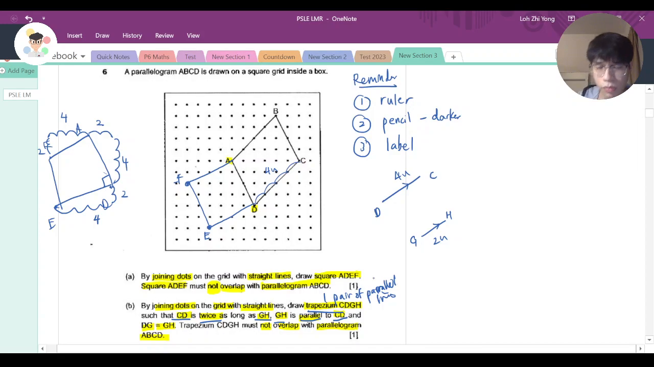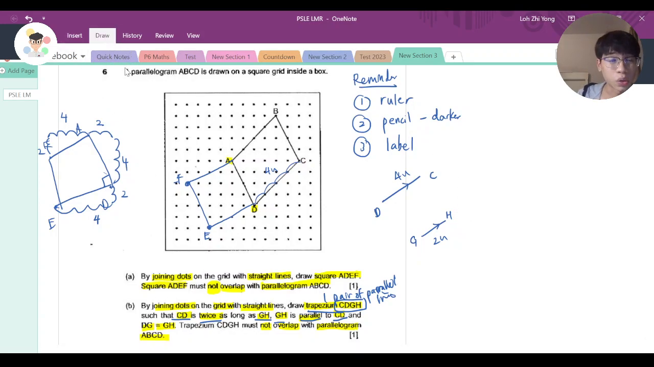Now, something interesting to note: because the name is CDGH, you must go in one round. You cannot go in some other order. In normal circumstances, we don't do that. Okay, let's move on. The next requirement that we have here.